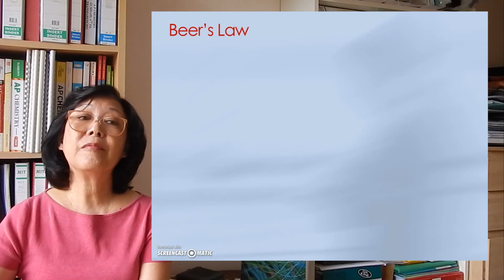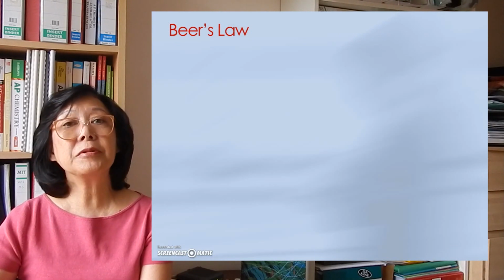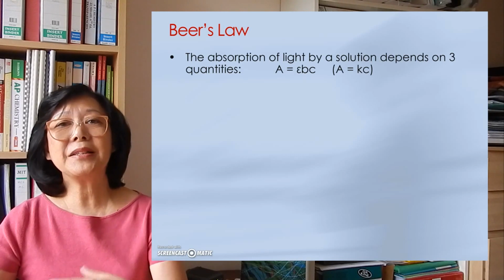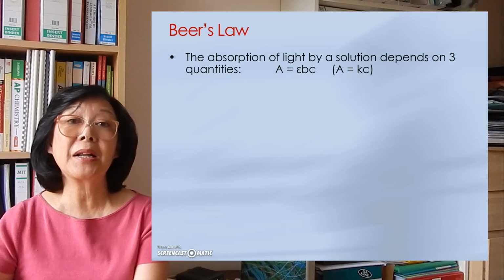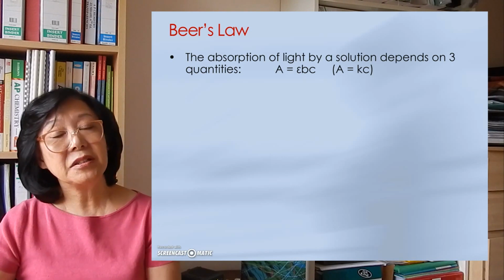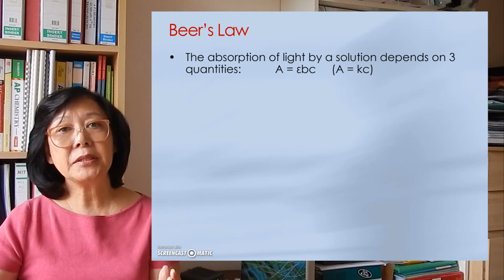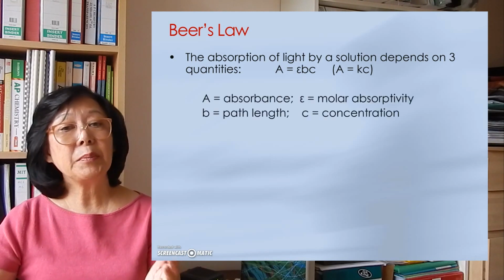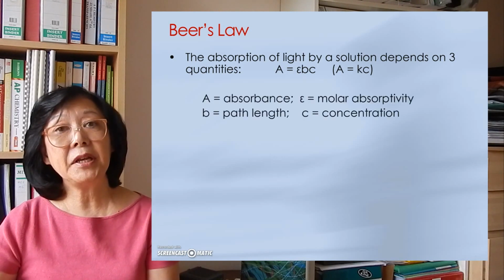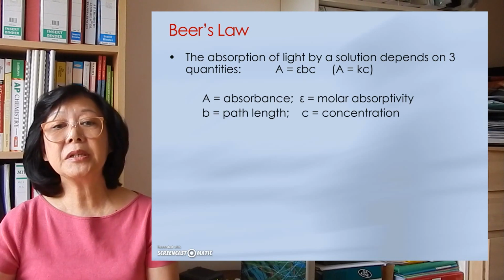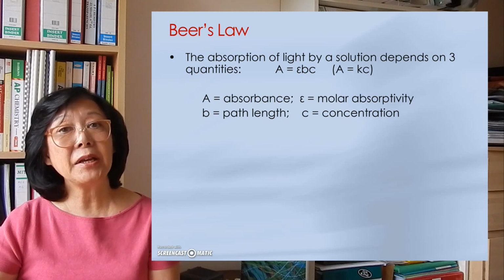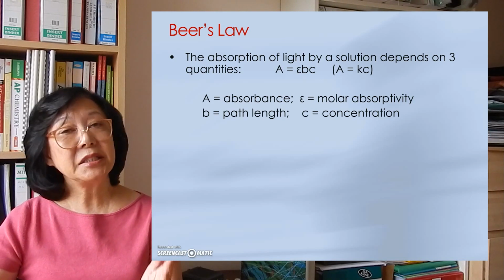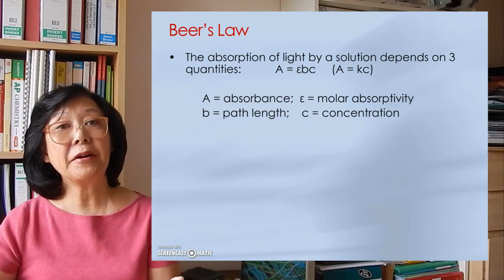One very useful function is to use Beer's law to calculate or estimate the concentration of an unknown colored solution. Now, Beer's law states that absorbance is equal to EBC, where E represents the molar absorptivity of that substance, and B is the path length that light travels through, usually 1 centimeter, and C is the concentration in molarity.